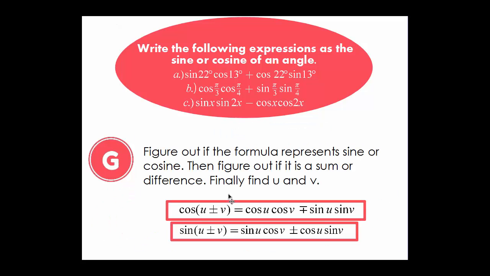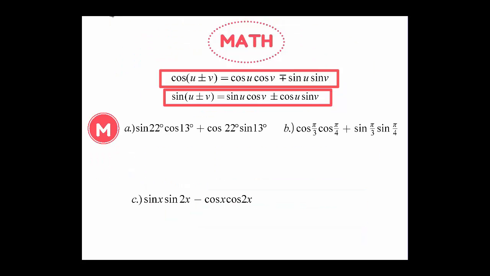We're going to do that by first figuring out which formula is represented. So is this representing sine or cosine? Then we're going to figure out if it's sum or difference, and then finally we're going to find u and v, and then we're going to plug them in to this side of the formula so that we can simplify it to one trig function with one angle. So let's go through and actually do this.